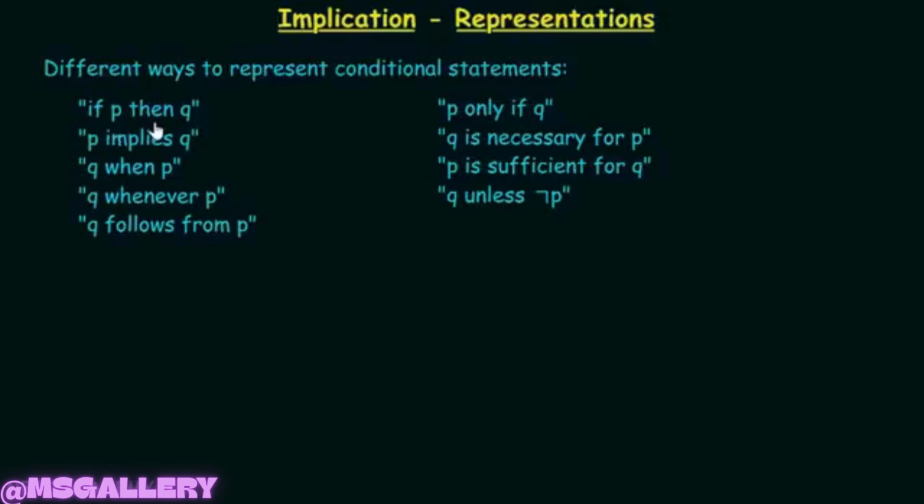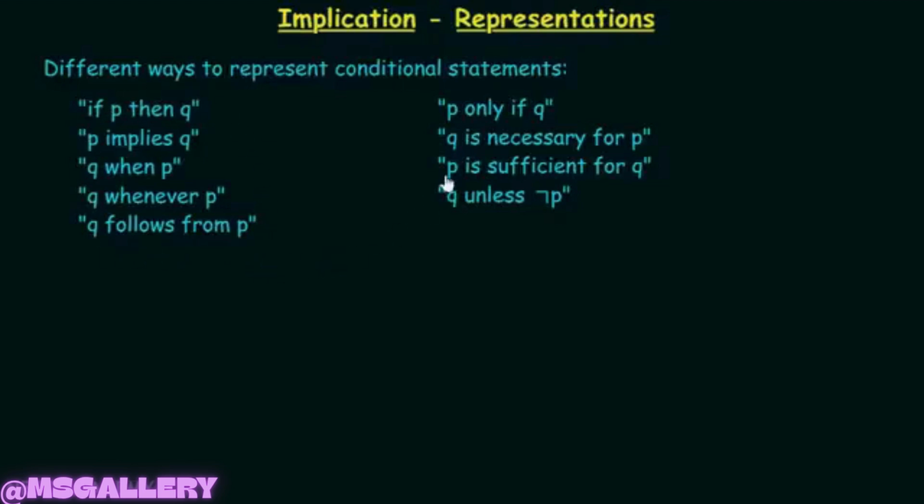Another way to represent a conditional statement would be "P implies Q." P implies Q is equivalent to if P then Q, and we are already aware of that fact as well. Q when P. Obviously, when P is true, then Q definitely needs to be true. This is what this statement means. Q whenever P is also the same as Q when P. Q follows from P, because when P is true, then Q has to be true. Therefore, we can conclude that these are all multiple ways to represent conditional statements.